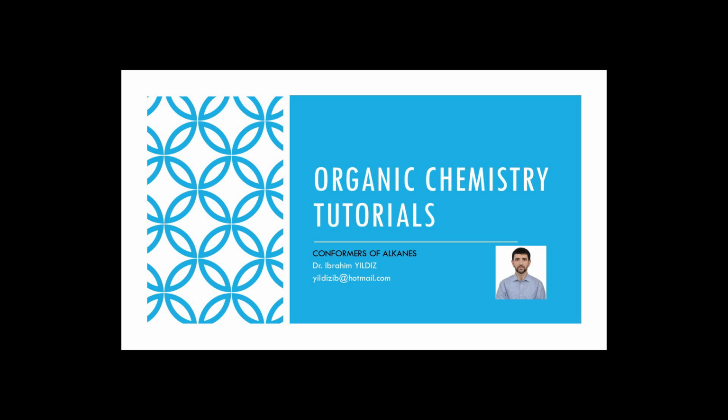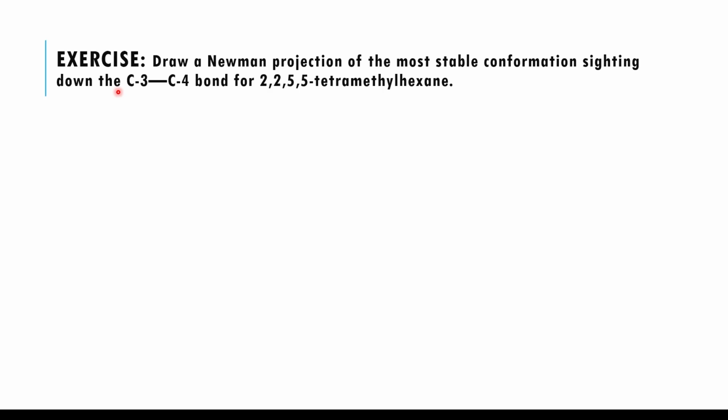Hi, in this tutorial, we have an exercise related to drawing Newman projections. The question in the exercise asks us, draw a Newman projection of the most stable conformation, sighting down the C3-C4 bond for 2,2,5,5-tetramethylhexane. The first step we have to follow is to draw the skeletal structure of this molecule.